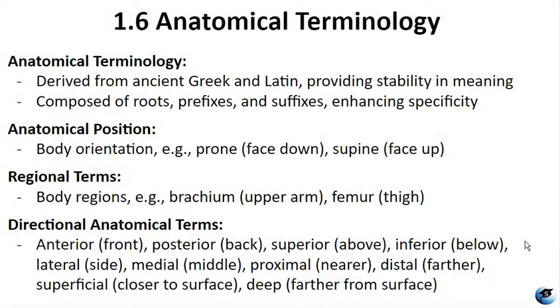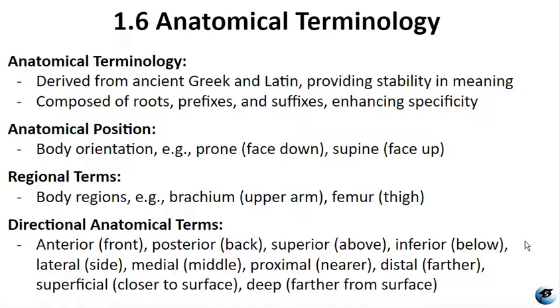Anatomical terminology eliminates the ambiguity in describing anatomical locations. These terms are rooted in ancient Greek and Latin, and they remain stable in meaning over time. This contributes to clearer communication, right? Composed of roots, prefixes, and suffixes, anatomical terms provide specificity, such as hypertension, where hyper indicates high or over, and tension refers to pressure.